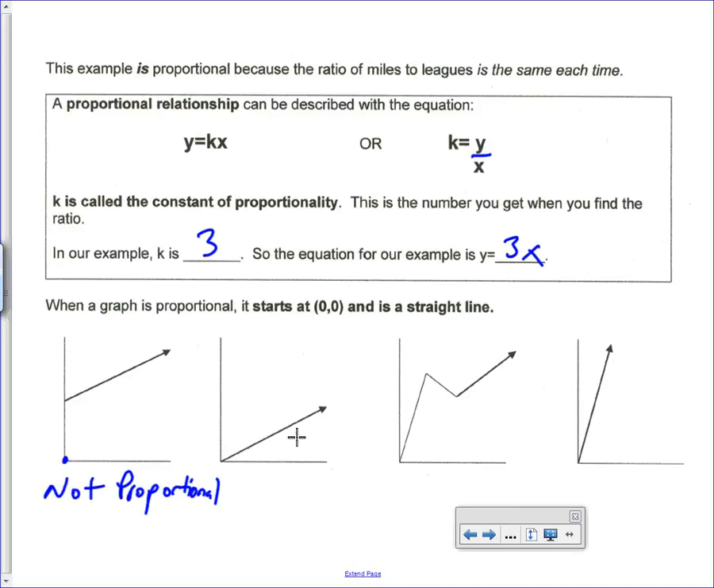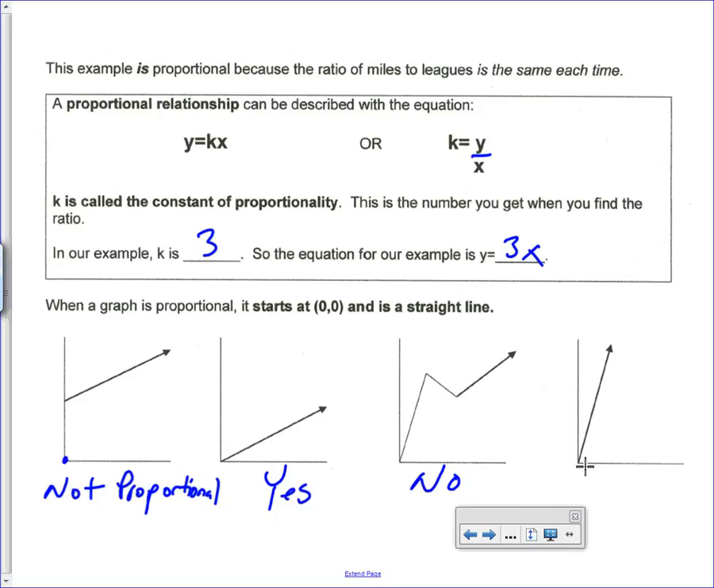Okay. And the next one, we look at this line, did it start at 0, 0? Yes. Now we must answer the question, is it a straight line? Yes. So this one would be yes. That's the next one. Does it start at 0, 0? Yes. Is it a straight line? No. So this would be no, or not proportional.